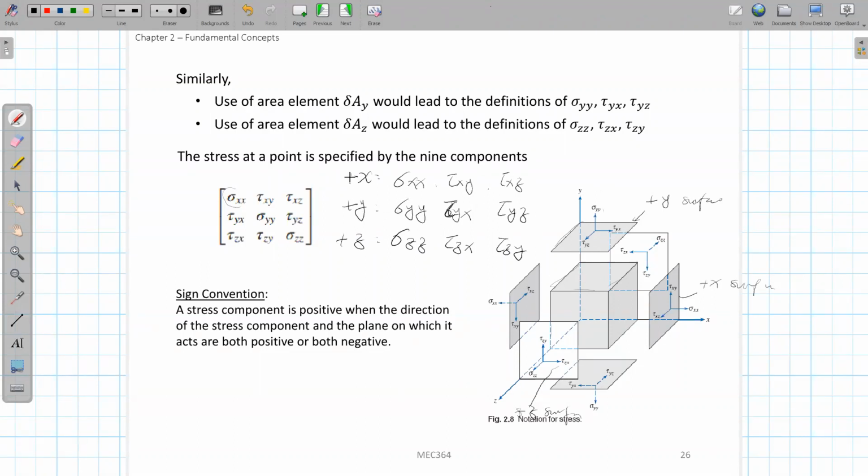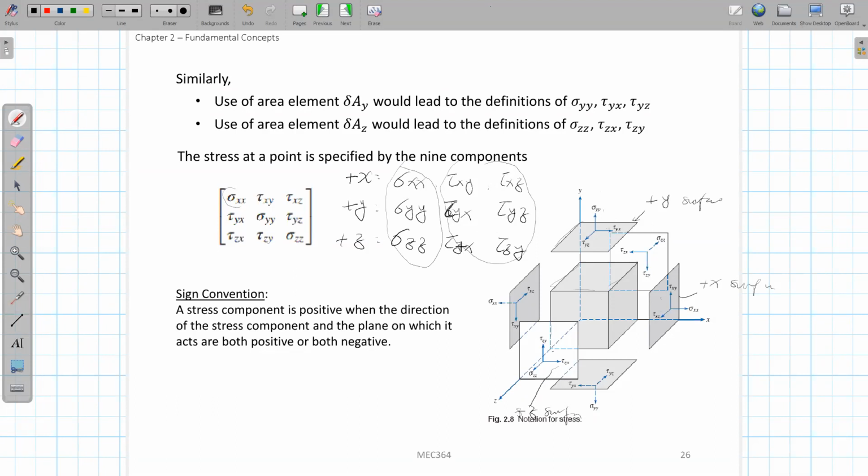I haven't considered the negative x, negative y, and negative z surfaces yet; we will consider those later. If we're only looking at these three surfaces, on the positive x, positive y, and positive z surfaces, it will give us all three normal stresses, and these six terms give us the shear stresses.